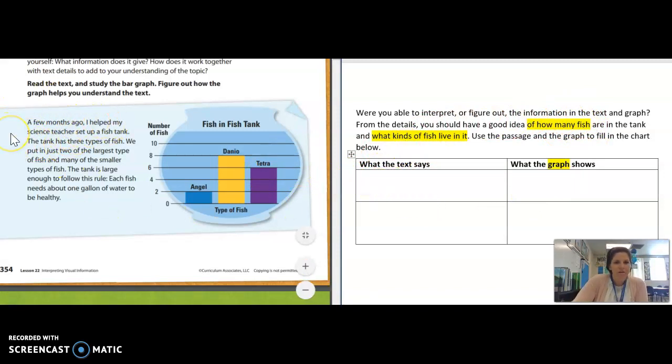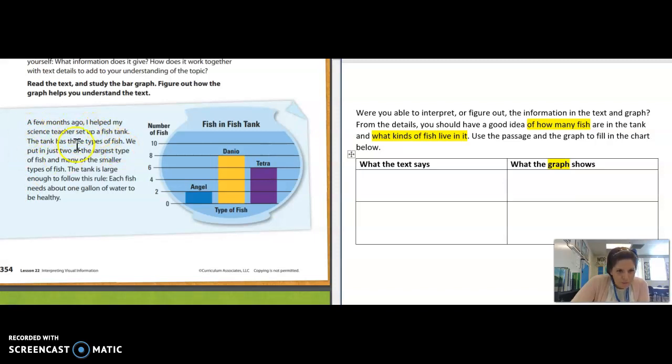So I'm right back over here now on the text, and let's see. A few months ago, I helped my science teacher set up a fish tank. The tank has 3 types of fish. We put in just 2 of the largest type of fish and many of the smaller types of fish. The tank is large enough to follow this rule. Each fish needs about 1 gallon of water to be healthy.